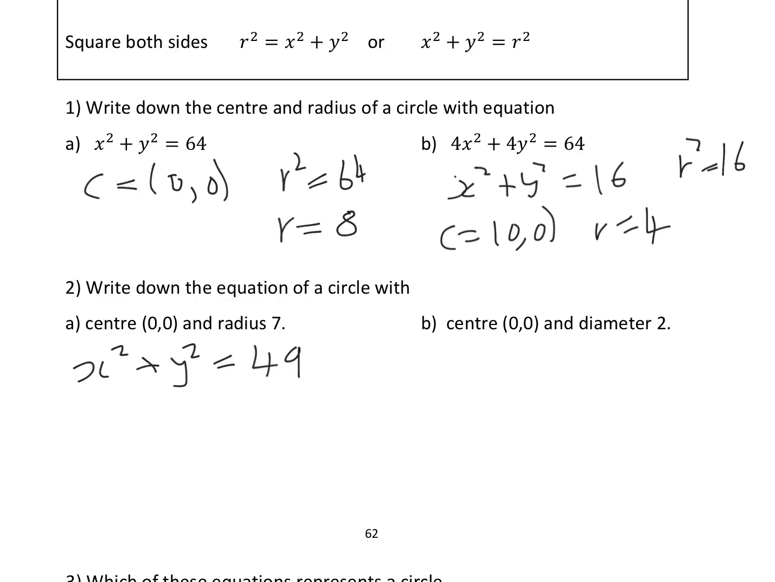In part B, we've got to write down the equation of a circle with center 0, 0, which just means write down x squared plus y squared. And then on the right hand side, we have to have the radius squared. The diameter is 2. The radius, remember, is half the diameter, which is 1. So then the radius squared would be 1 squared, which is simply 1.